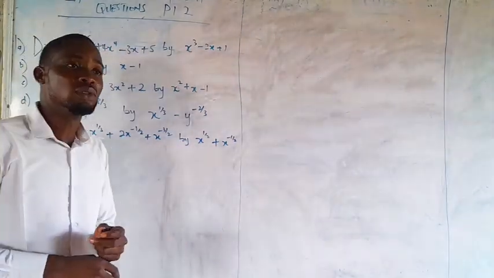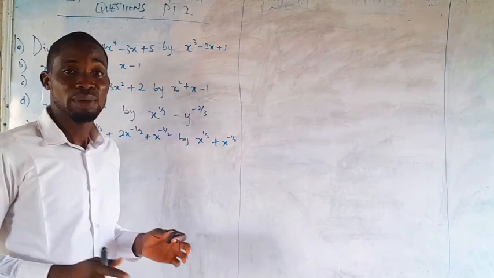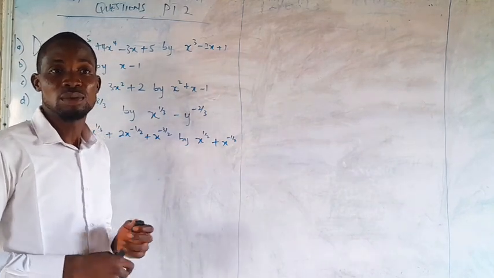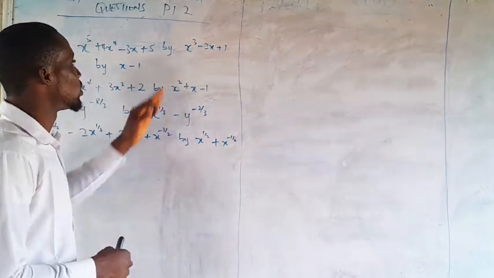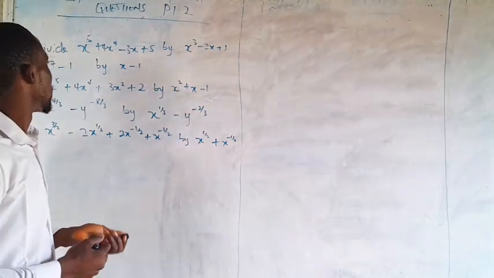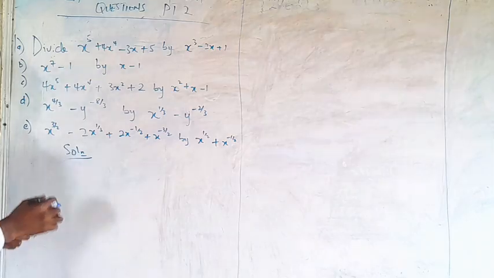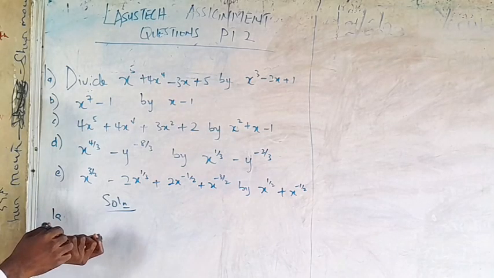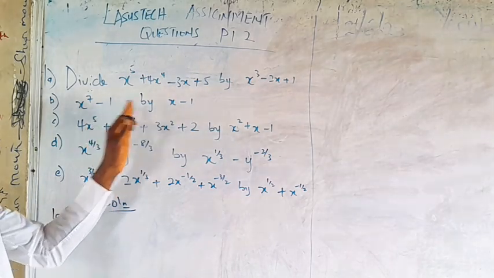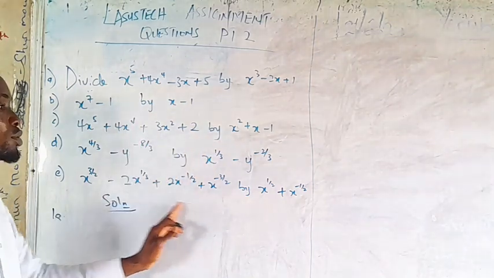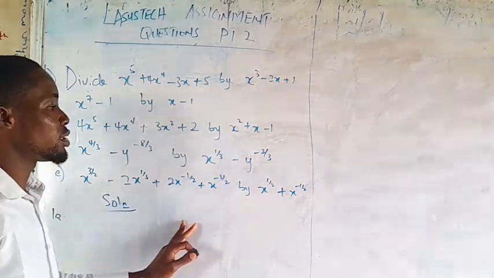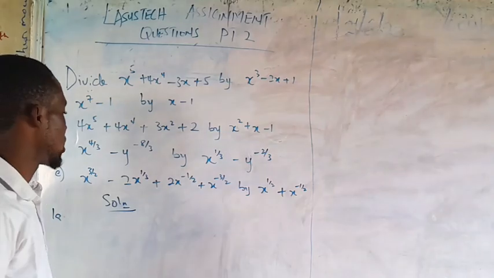Before I move on, I would advise that you check my videos on polynomials to see what I did there, so as to have an idea of what I'm going to be doing here. Now, to solve: number 1a says we should divide this by this, divide this by this, divide this by this, down to this last question. So let's see how I'm going to solve these questions.